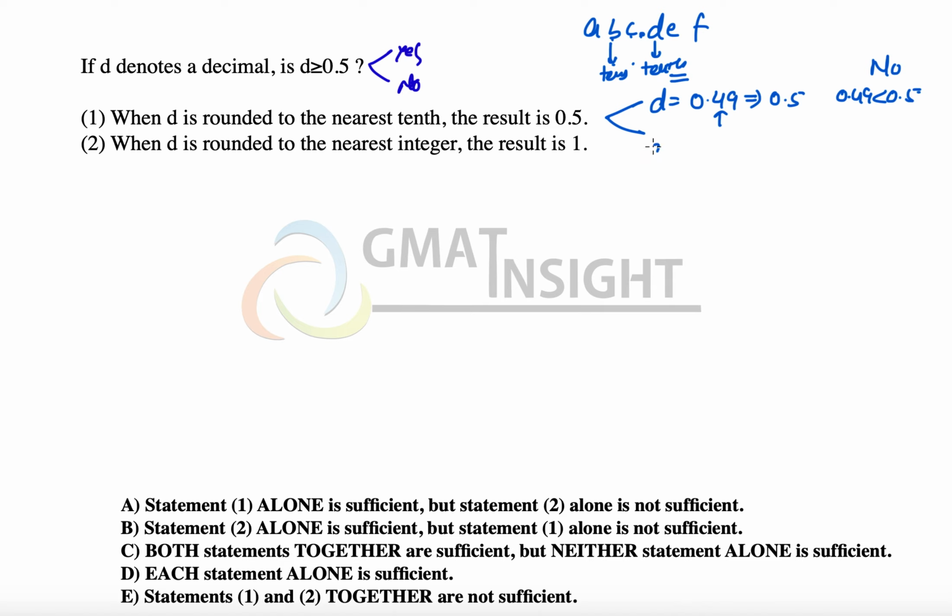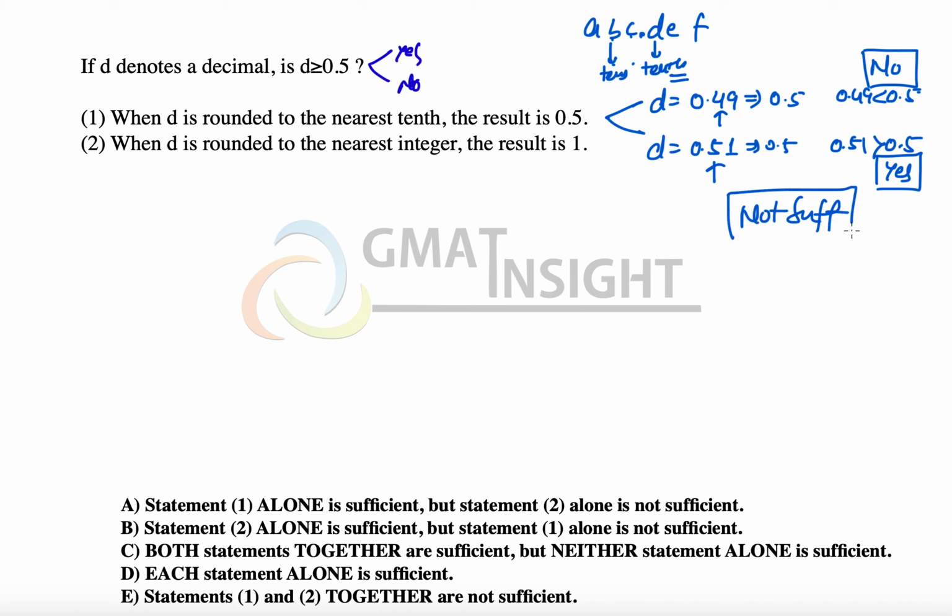The second possibility is that d could be a value such as 0.51. When rounded to this place, it again becomes 0.5, and 0.51 is greater than 0.5, so the answer could be yes as well. Since we have inconsistent answers to the question, we say that the first statement alone is not sufficient to answer the question. Options A and D at this stage are out.